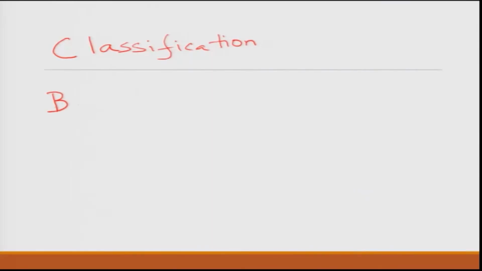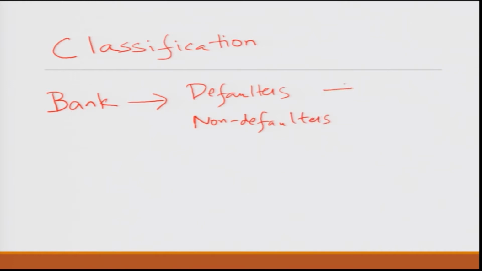So, for example, let us take the case of a bank. This is one of the most popular uses of classification based machine learning algorithms. A bank wants to classify its customers into defaulters and non-defaulters. A bank is in the business of giving loans. It wants to predict which customers can default, which customers have less likelihood to default. So, this is a classic or a very popular case of classification based algorithm.